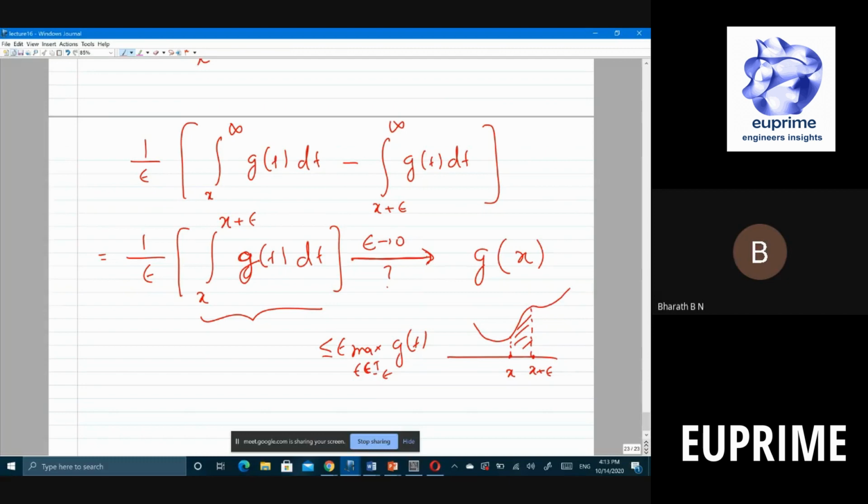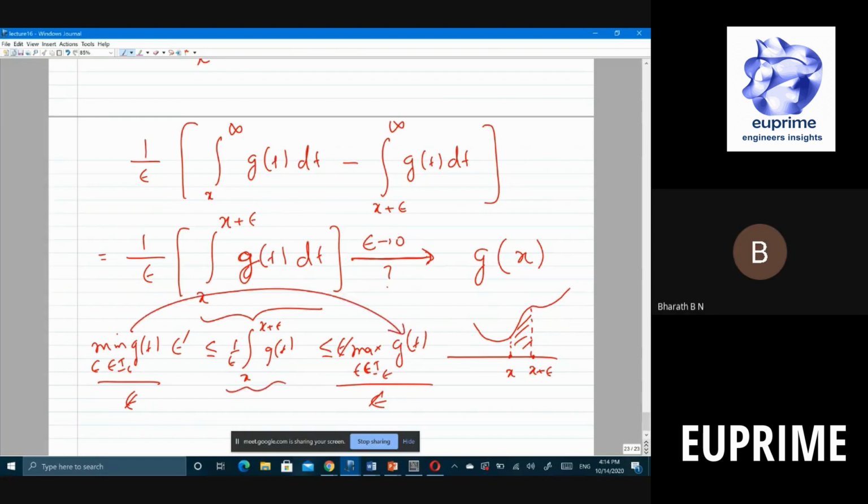Okay, is that fine? And then this is upper bounded by this, but this is greater than or equal to the minimum over the interval of g of t times epsilon again. This will be your integral. Now I'm dividing by epsilon on all the sides and taking epsilon to 0. So this goes to 0, this goes to 0. Now the limit exists if both these two are the same, right?